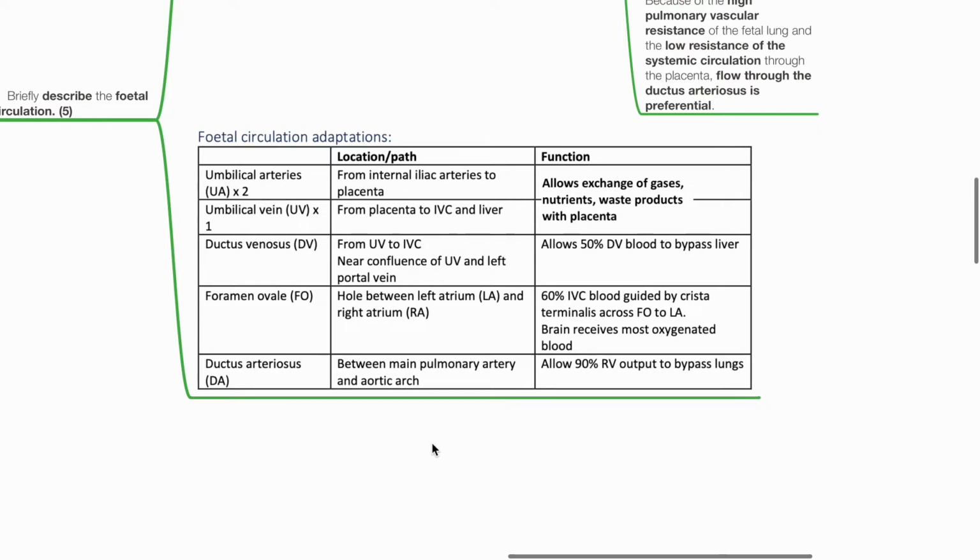The foramen ovale is a hole between the left atrium and right atrium, allows 60% of IVC blood guided by the crista terminalis to flow across the foramen ovale to reach the left atrium. This causes the brain to receive most oxygenated blood. The ductus arteriosus lies between the main pulmonary artery and aortic arch, allows 90% of right ventricular output to bypass the lungs.